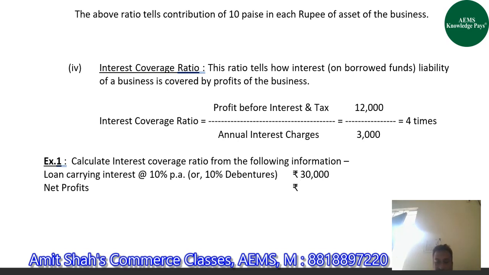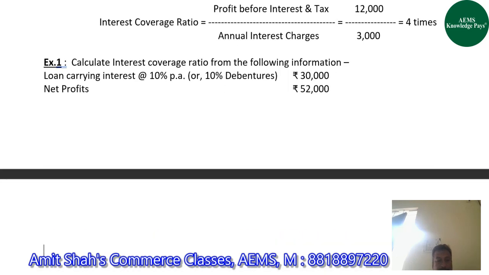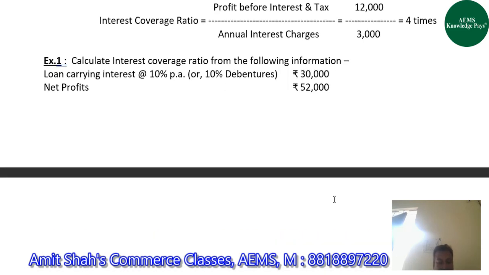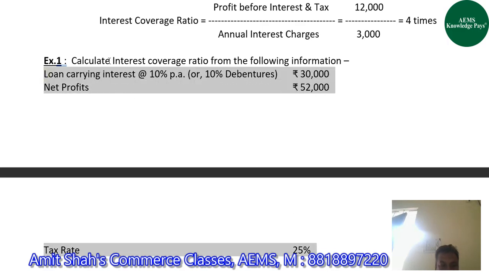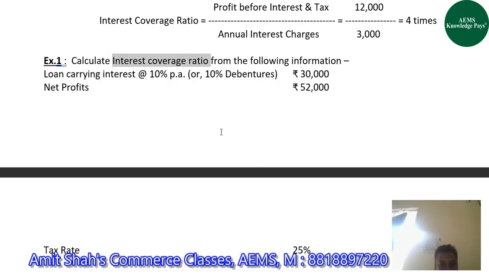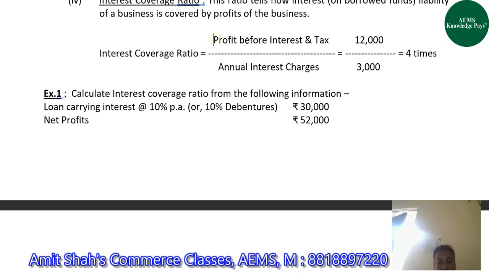Okay, let's say net profits are rupees 52,000. And we have also been given tax rate that is 25%. So with this three information, we have to calculate interest coverage ratio. And for that, we require profit before interest and tax.